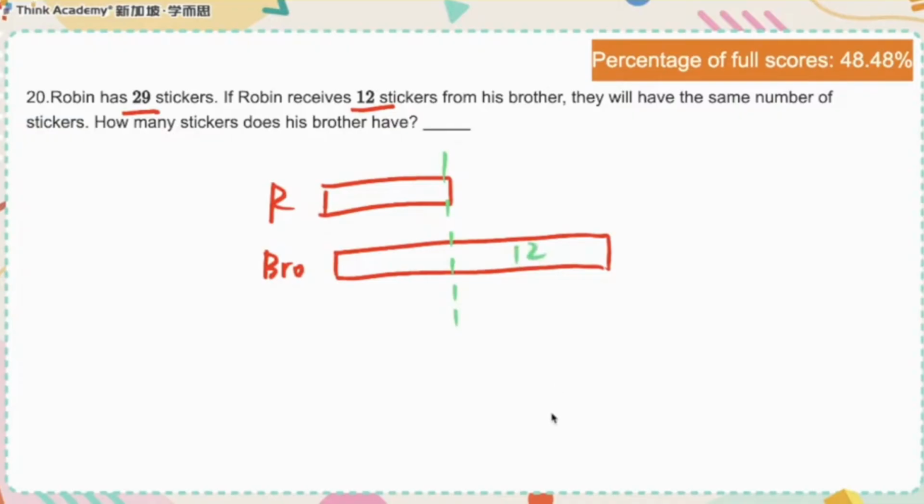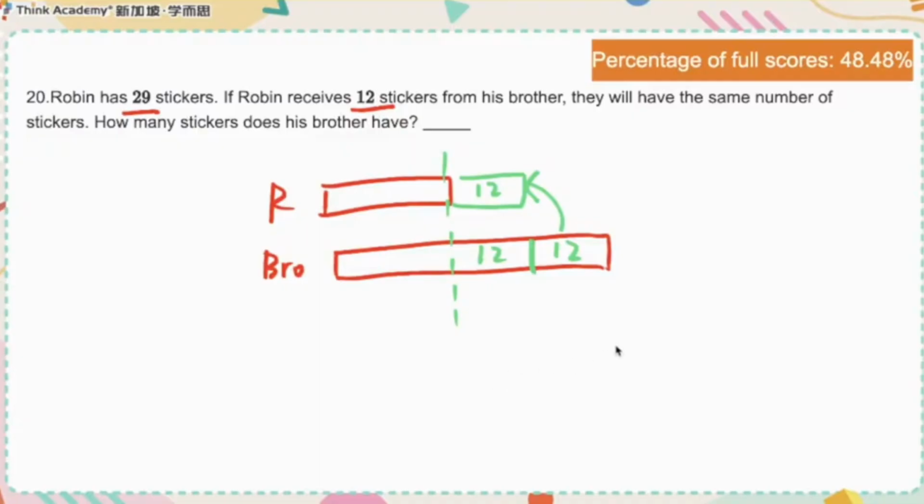Can we just directly give him 12? Yes or no? No, then his brother will cry. Why? This time I will have less. You can never give him 12 like this. Okay, so actually 12 is just half of their difference. So we give Robin half of their difference and keep half of the difference. Then they will have the same amount, right?